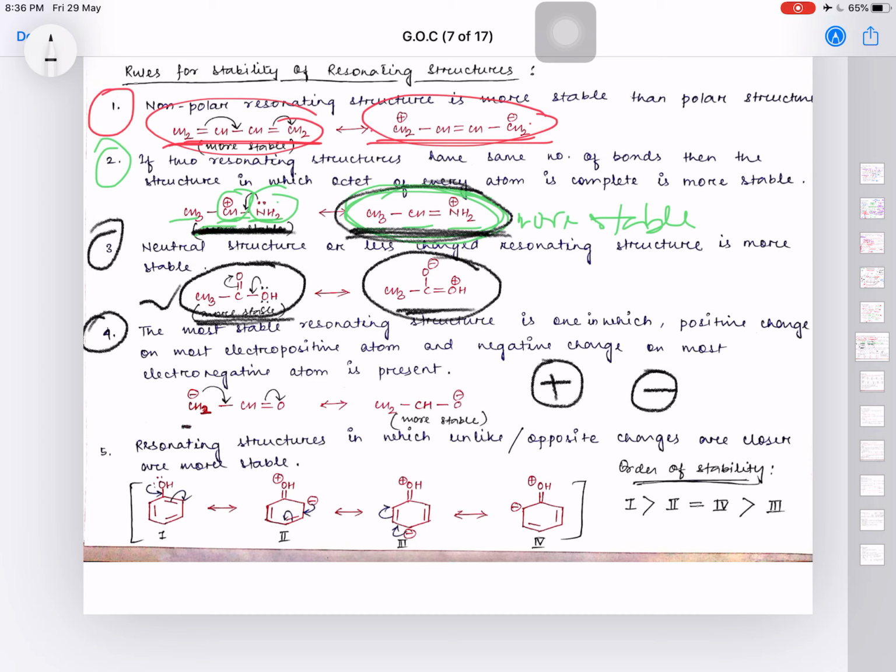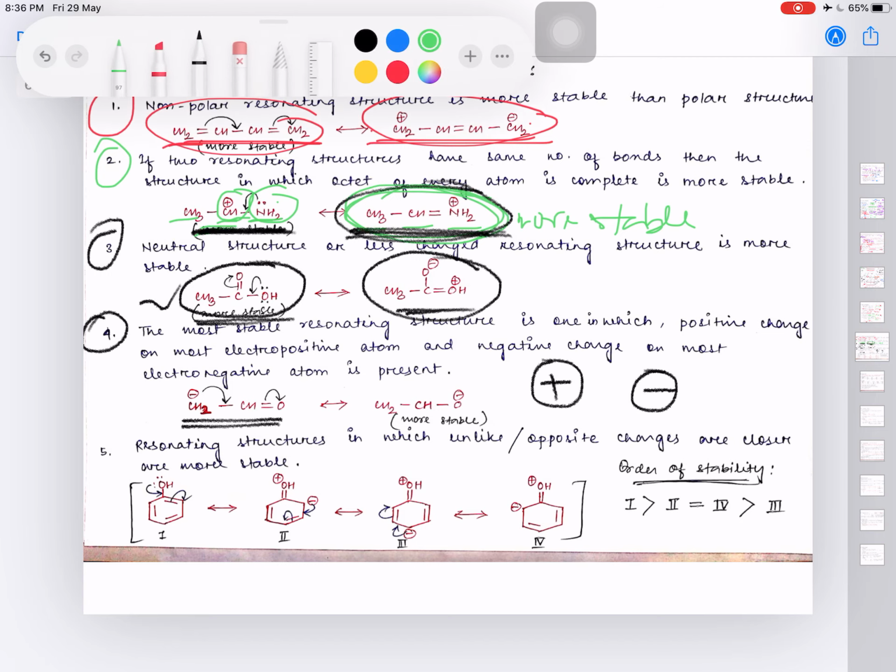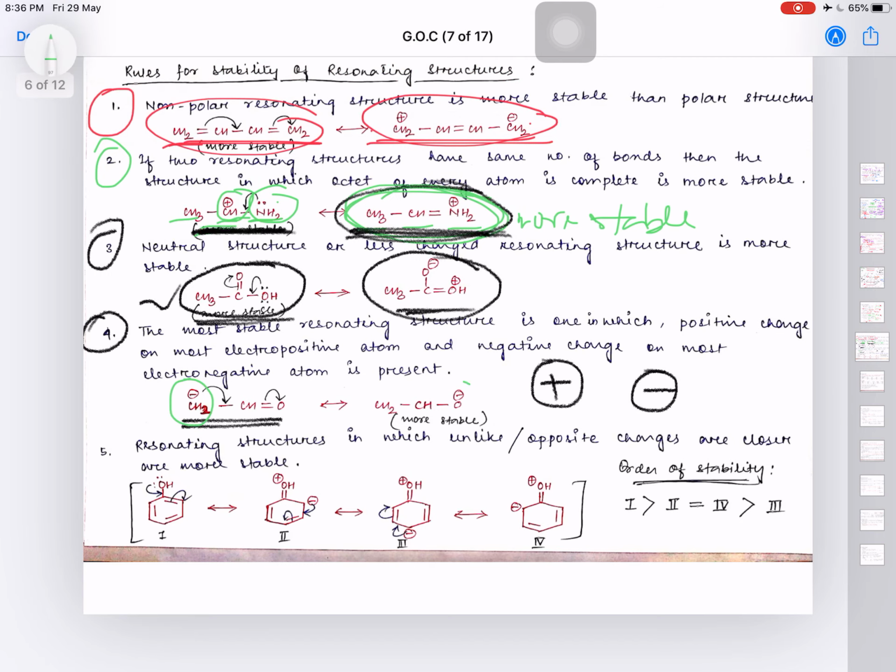Okay, so in the first structure you have a minus charge on carbon. In the second structure you have a minus charge on oxygen, so it is more stable because oxygen is more electronegative than carbon. So minus charge on a more electronegative atom gives you a more stable structure.